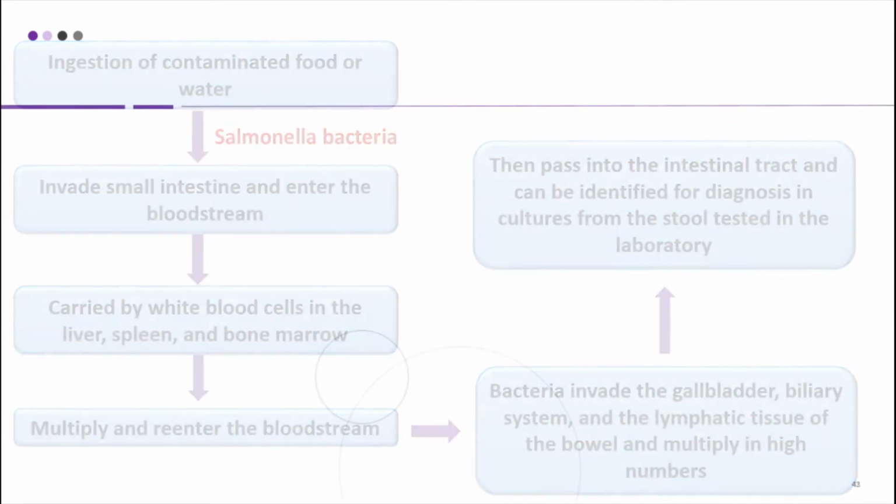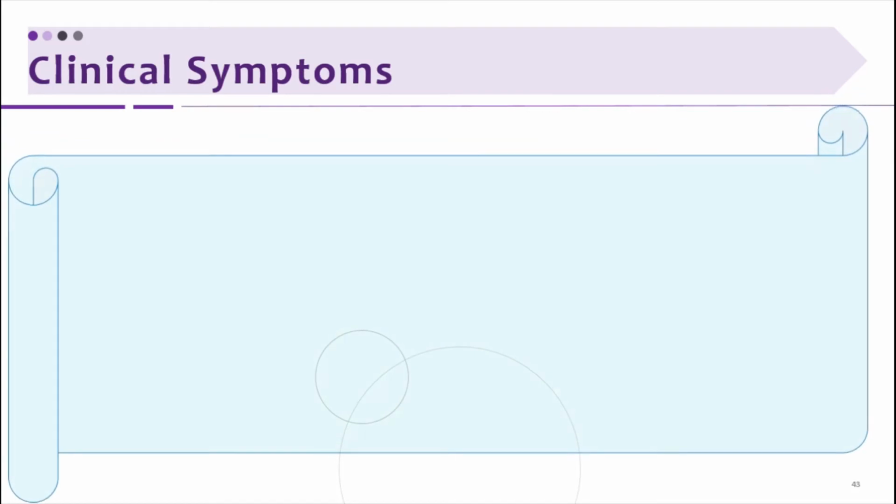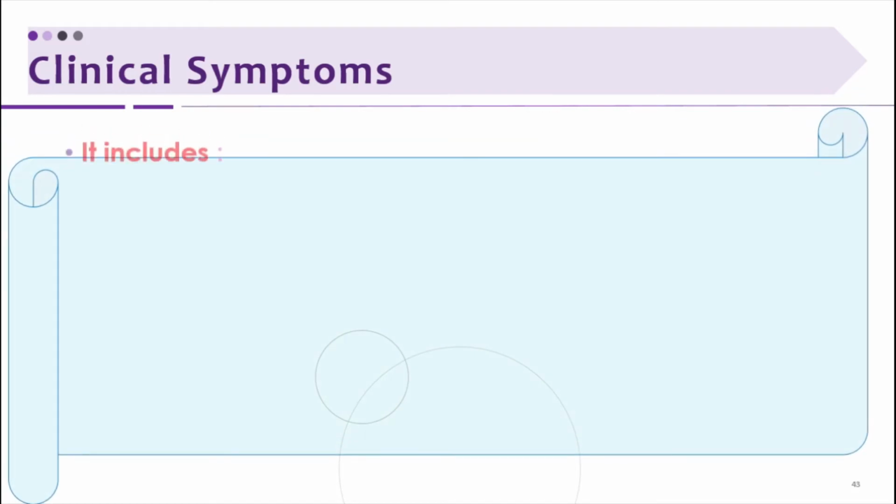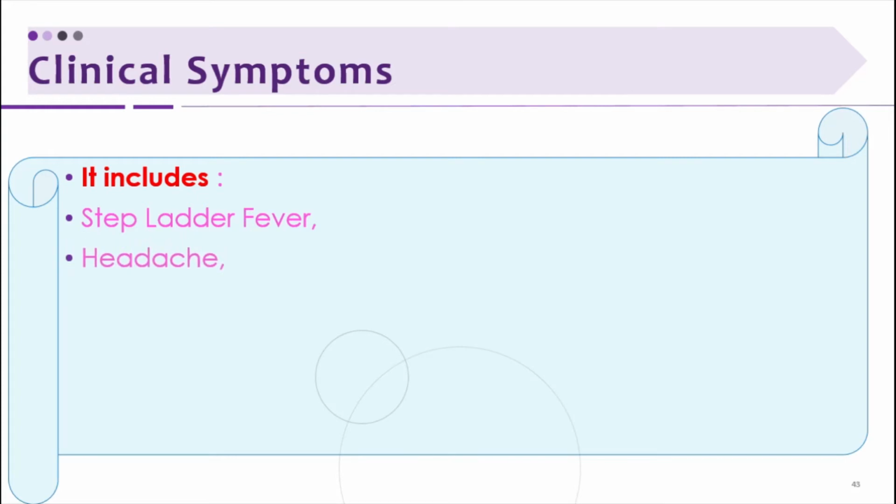Now coming to the characteristics of typhoid fever, that is the clinical symptoms seen in enteric fever. It includes mainly the step ladder fever. That means the fever is in a step ladder pattern, not an immediate onset of high-grade fever. Then headache is also one of the most common symptoms. Then the spleen becomes palpable.